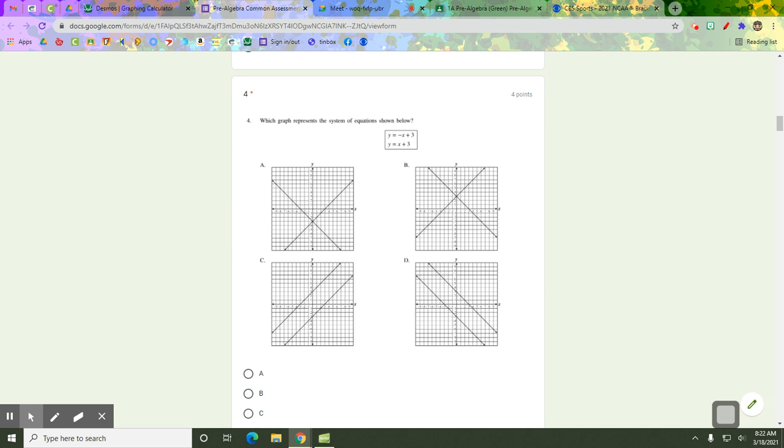What can you eliminate? You can eliminate C and D because those lines are not parallel. They don't have the same slope.